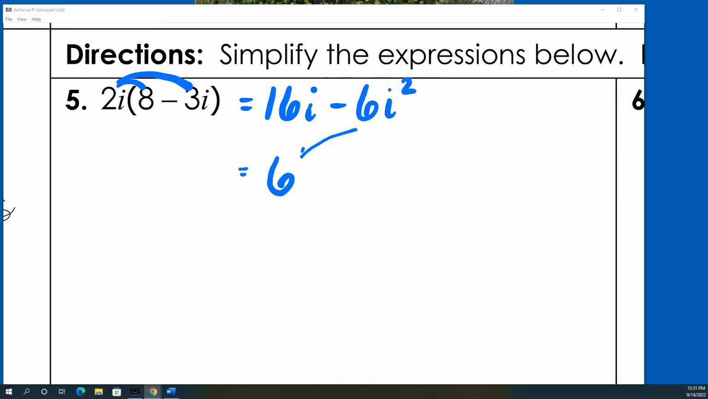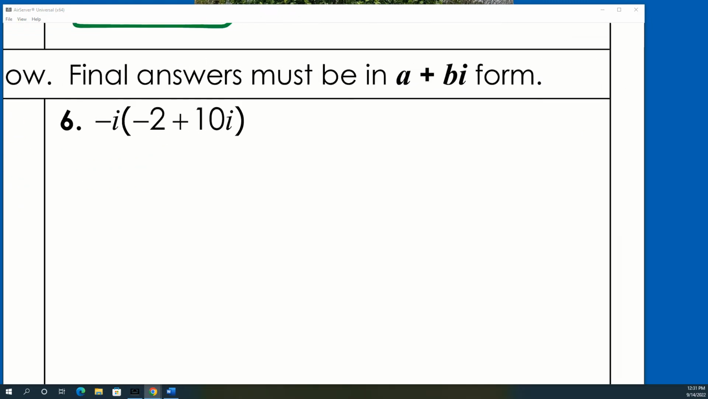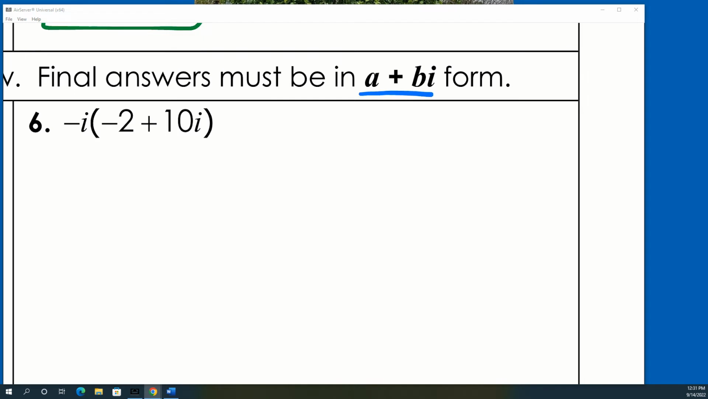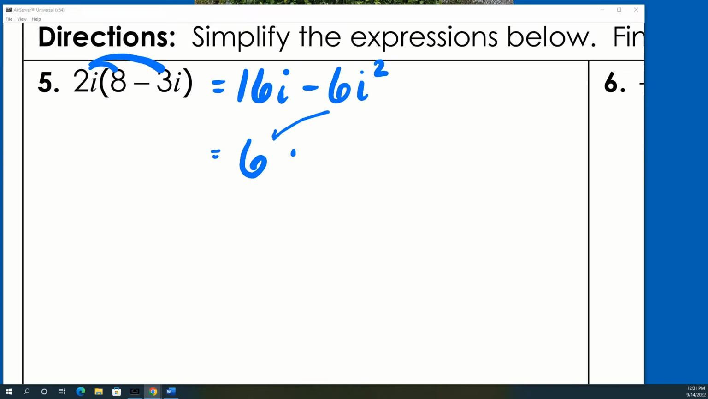All right, so I'm going to write that part first because it tells you that the final answers must be in a plus bi form. So the real part is going to be first, and then the imaginary part is going to be second.